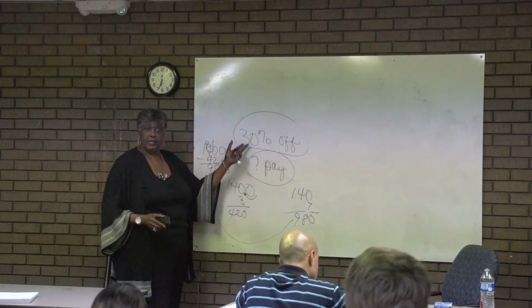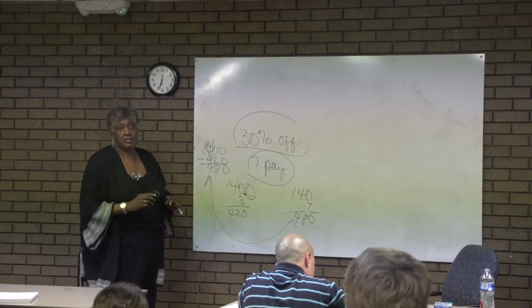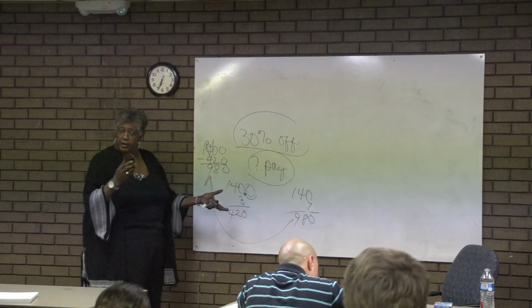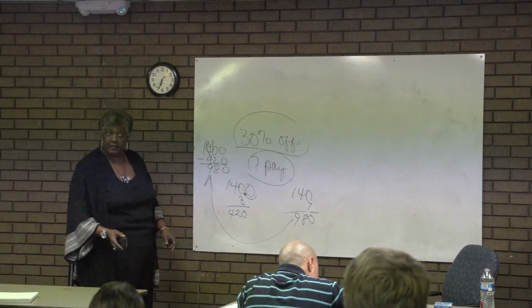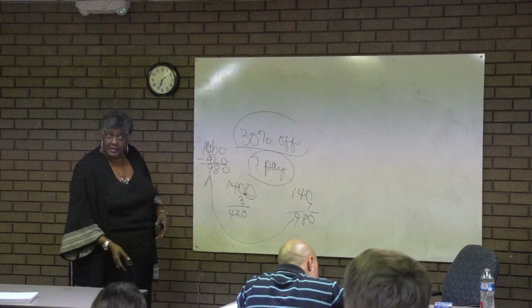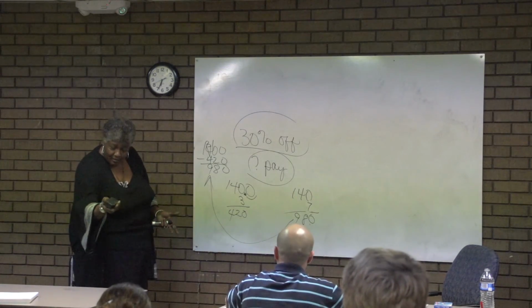If they take off 30, you're going to pay 70 because the whole is 100. Okay. If they take off 40, you're going to pay 60. If they take off 50, you're going to pay? 50. They take off 10, you're going to pay? 90. Okay, you got it.